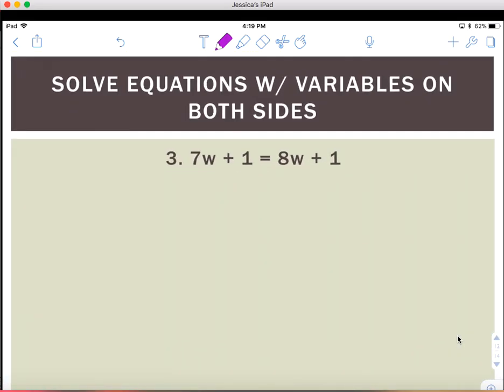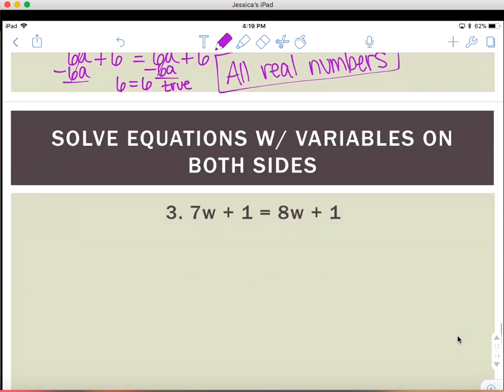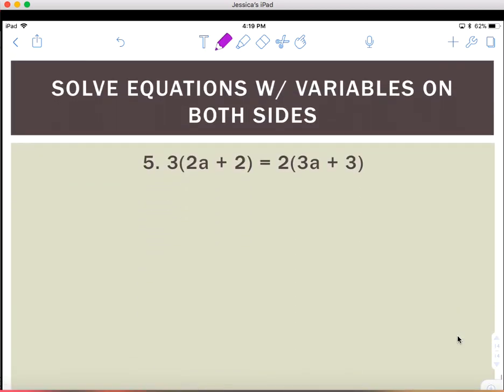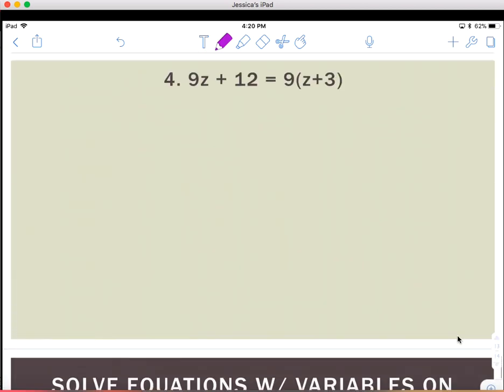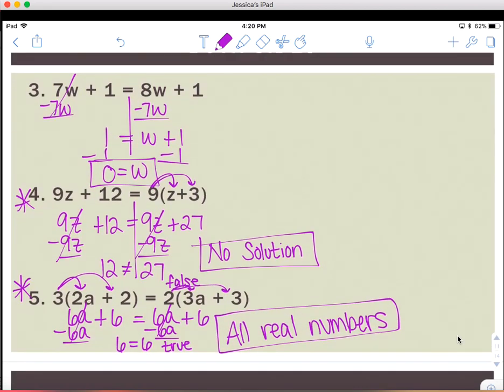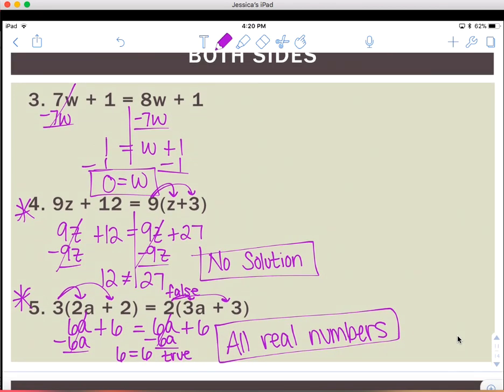That's what we just did. Oh, and we are done with solving multi-step equations and variables on both sides. Make sure you always check your answer either by plugging it in by hand or by using your calculator.